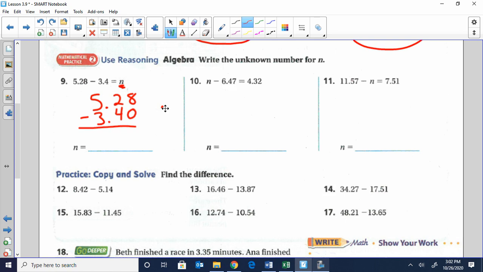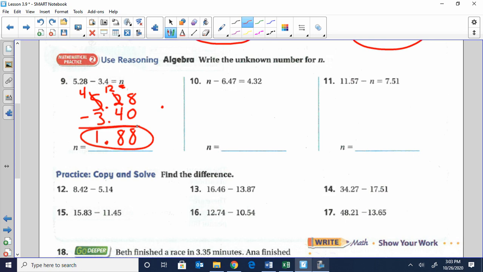8 minus 0 is 8. 2 minus 4 we cannot do, so we borrow from the 5, make this a 4. The 2 becomes 12. 12 minus 4 is 8. 4 minus 3 is 1, and the decimal point comes straight down. The missing number is 1 and 88 hundredths, which was the answer or the difference to that problem.